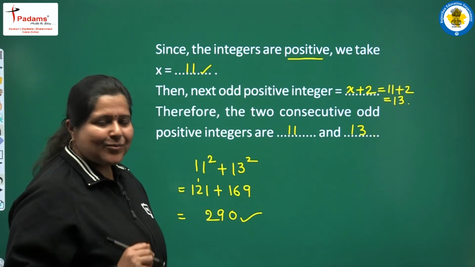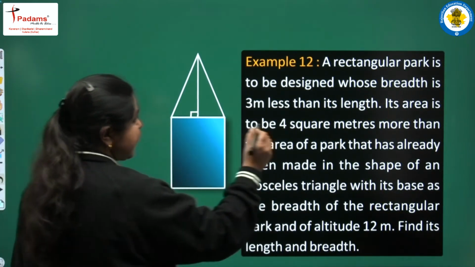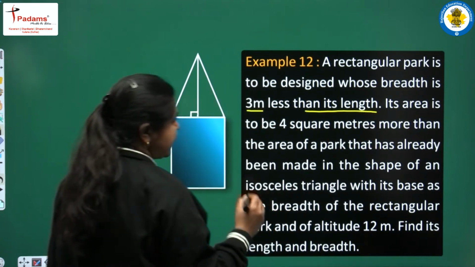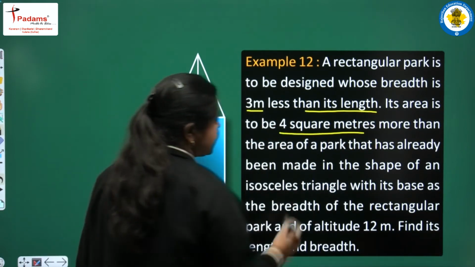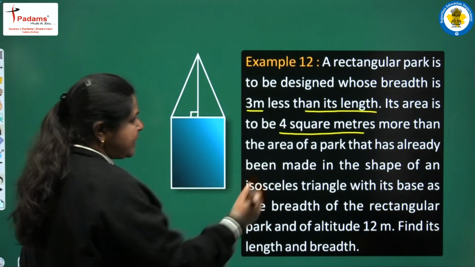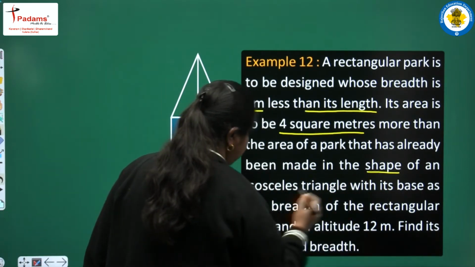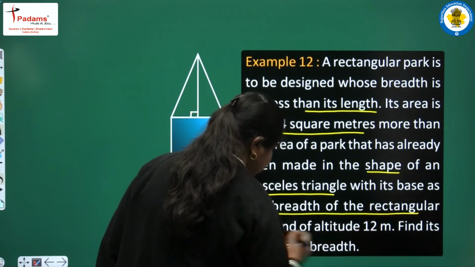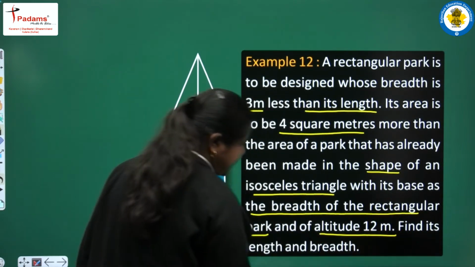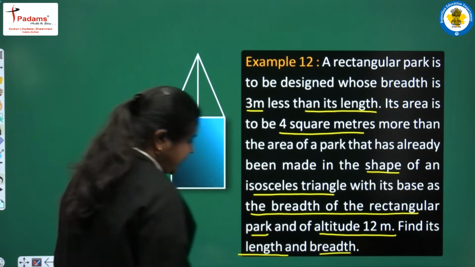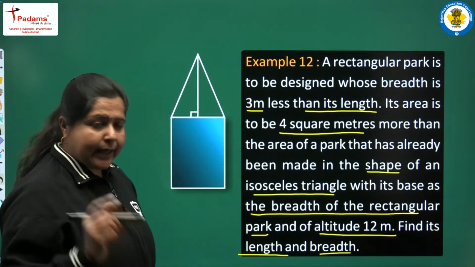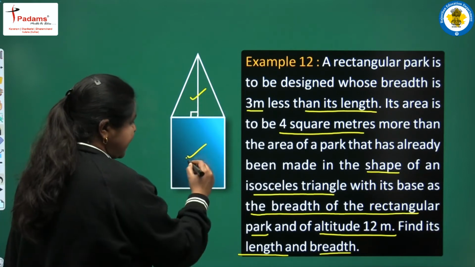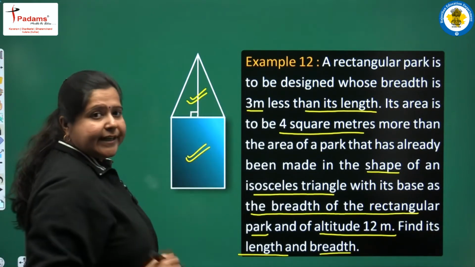Got it? Next we have example 12. A rectangular park is to be designed whose breadth is 3 meters less than its length. Its area is to be 4 square meters more than the area of a park that has already been made in the shape of an isosceles triangle with its base as the breadth of the rectangular park and of altitude 12 meters. Find its length and breadth. So here two parks have been given. One is this rectangular park and the other one is this triangular park. This has to be made and this has already been made.